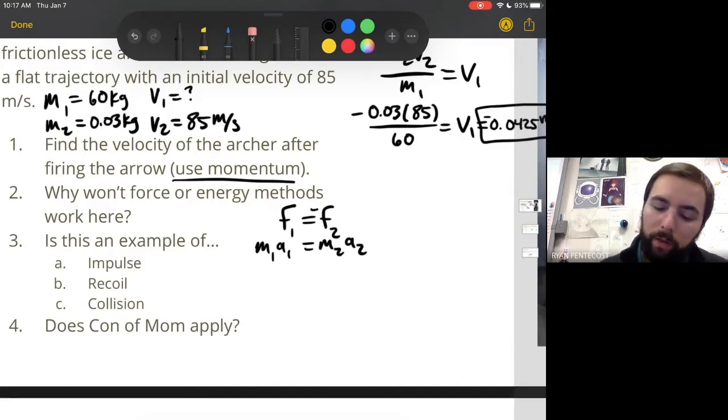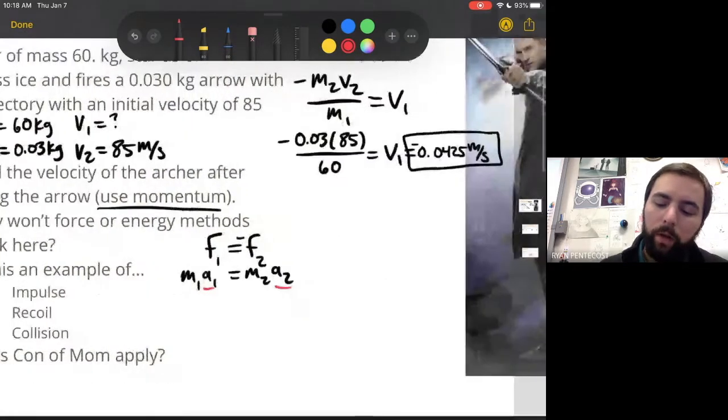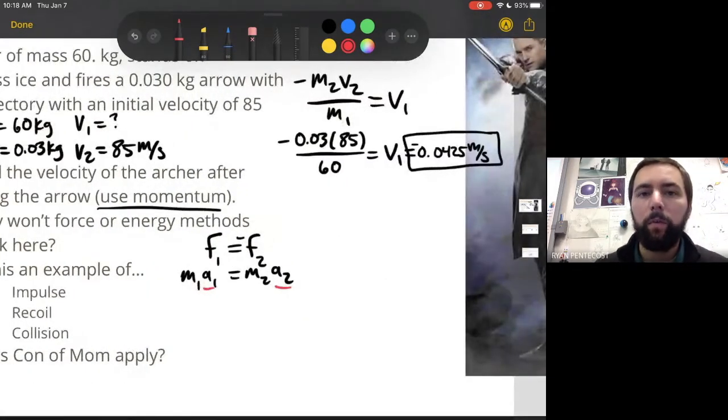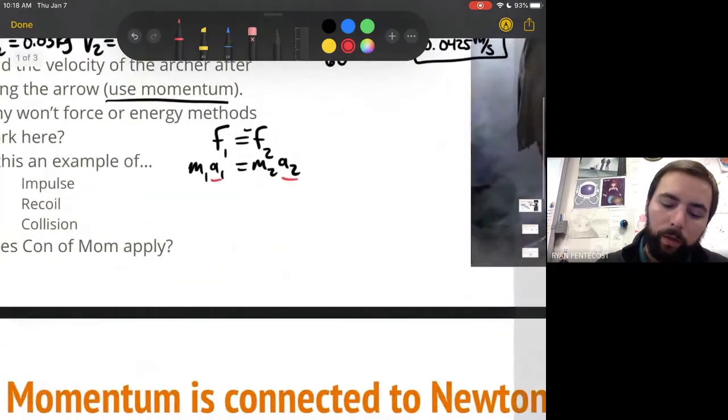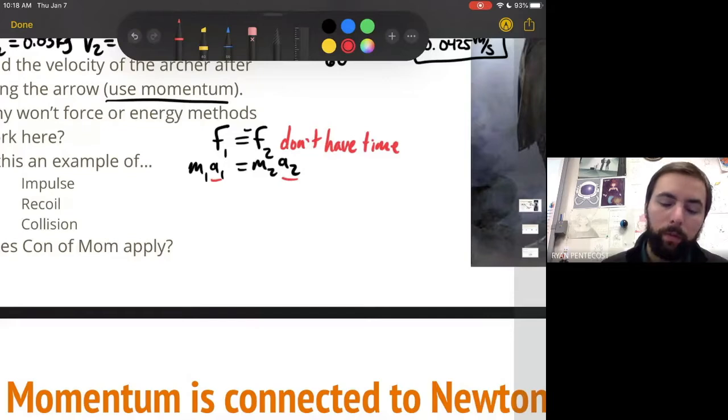This we can't solve for, because we don't know the acceleration. We don't know how long it took that arrow to get to 85 meters per second, or how long it took the archer to accelerate to negative 0.0425 meters per second. So we don't have time. If we had the time, then we could calculate acceleration. Or if it was just given to us, then we would be able to solve that.